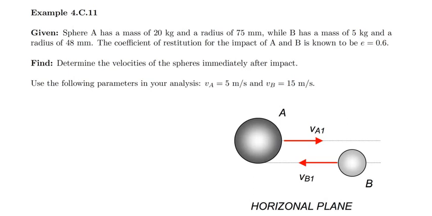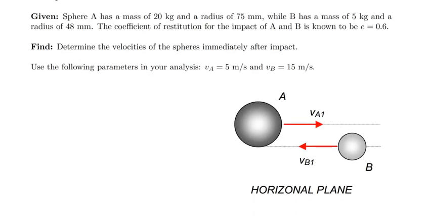Okay, so in this example we have two spheres, sphere A and sphere B. We're told that sphere A has a given mass and given radius, and likewise sphere B has a given mass and a given radius, and we're told that they impact one another, and that the coefficient of restitution for the impact is known to be a given value of e.